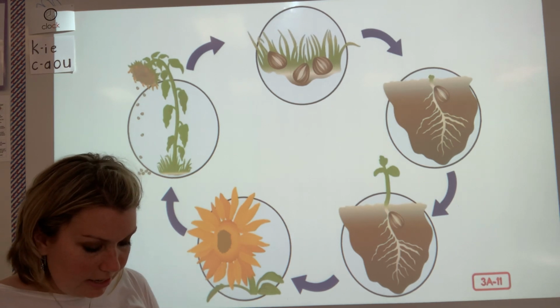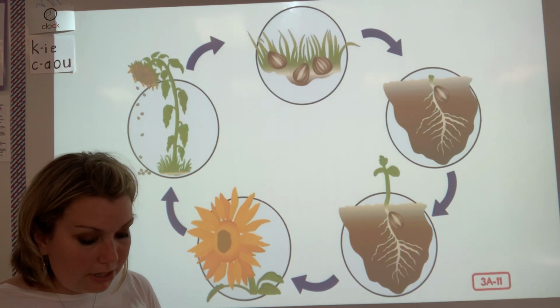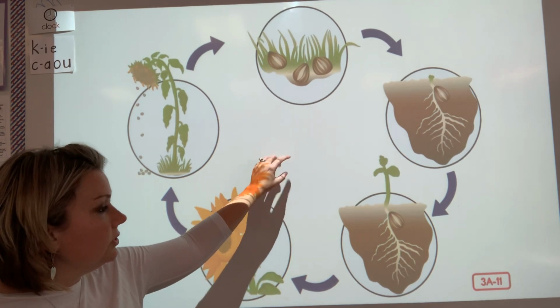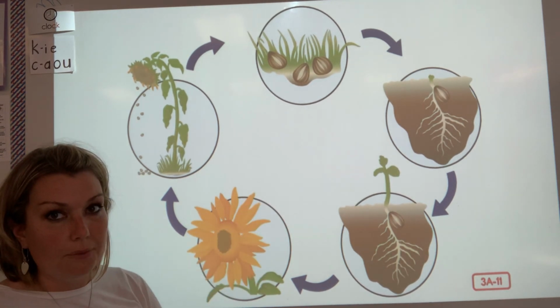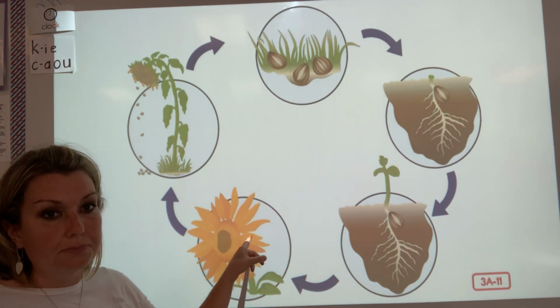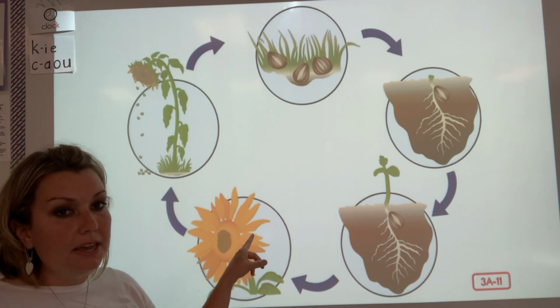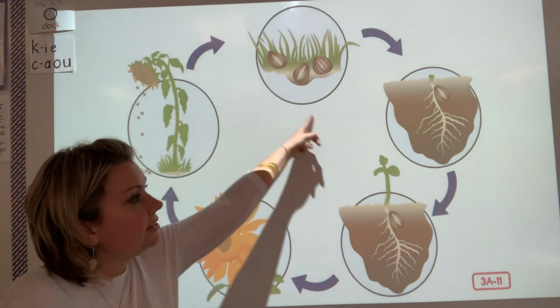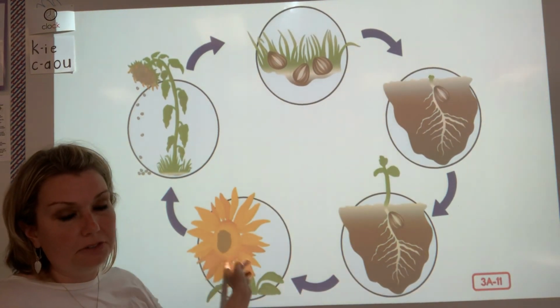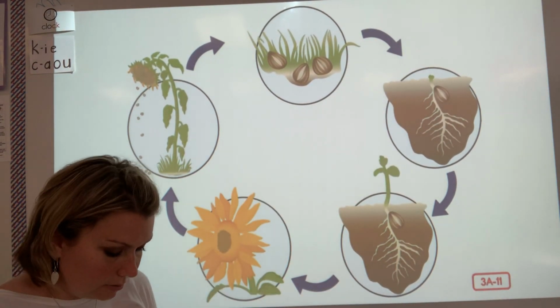As we have seen, all plants live according to a life cycle. This diagram shows you the life cycle of a sunflower. So boys and girls, this is a life cycle. The reason they call it a cycle is because it's a big circle. It's a cycle. It happens over and over again.